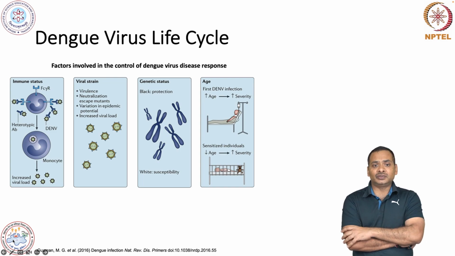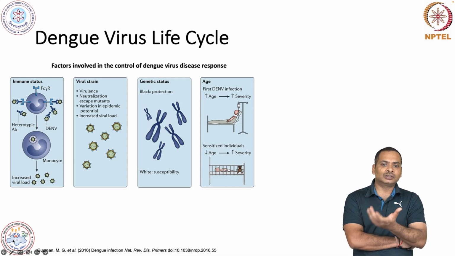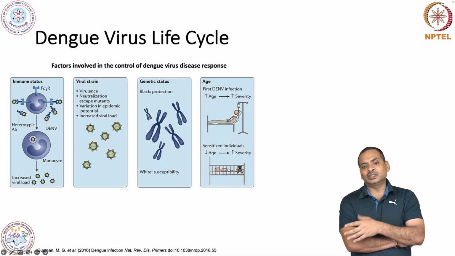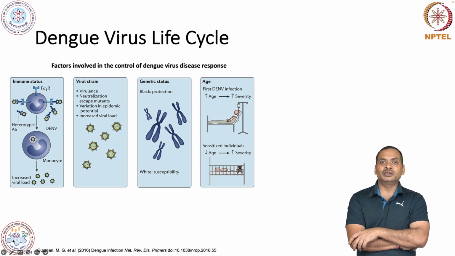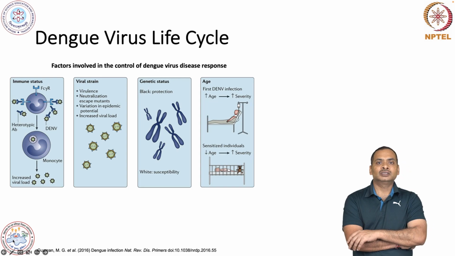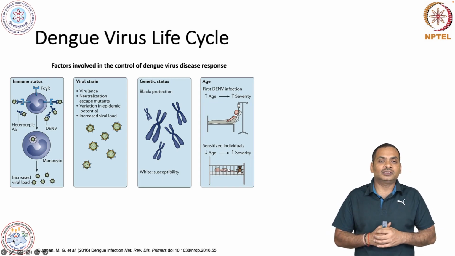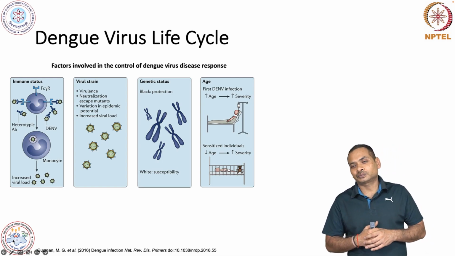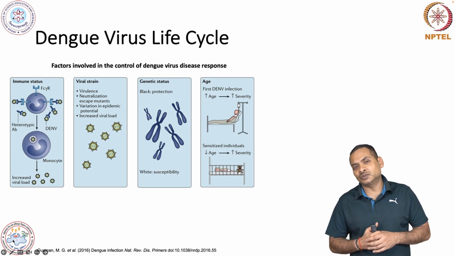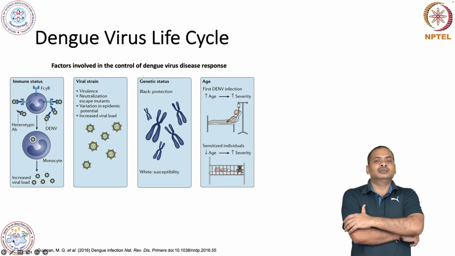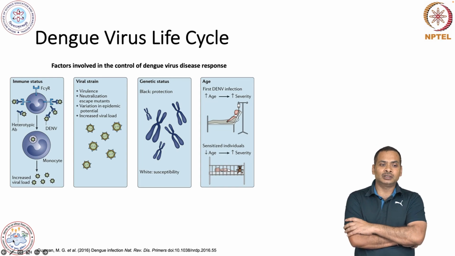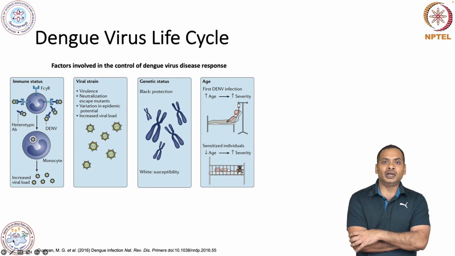There is another factor which is age. A first dengue virus infection will not cause so much severity. But in a sensitized individual, if there is a heterologous dengue virus infection, then that will cause severity, and that depends on the age. If the individual is very young, or if the patient is very elderly, then it will affect quite severely, and the outcomes could be reasonably bad.